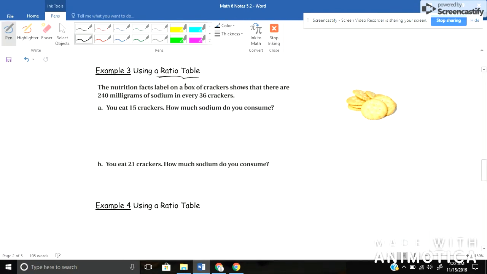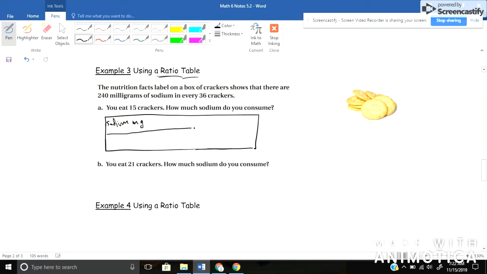Well, let's use a ratio table to see if we can't make this problem a little bit easier to solve. Okay, so I have 2 things I'm talking about. Sodium, which is in milligrams, and I've got how many crackers I eat.